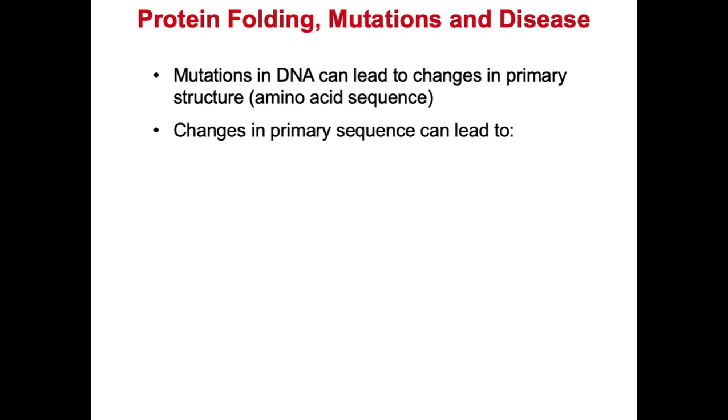And this change in the primary sequence can lead to a loss of function, so the protein or enzyme may not work properly. It could cause the protein to misfold, or it can, in some cases, actually cause what we call a gain of function. So this can lead to a protein having a function that it doesn't normally have.